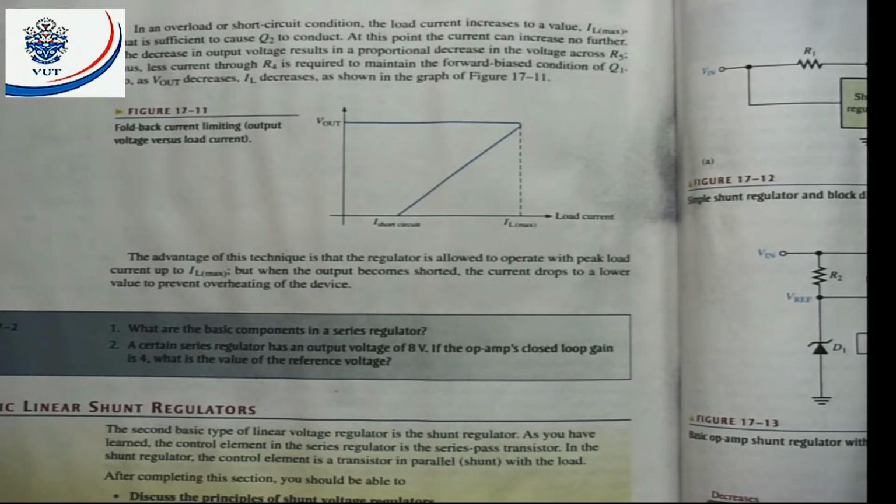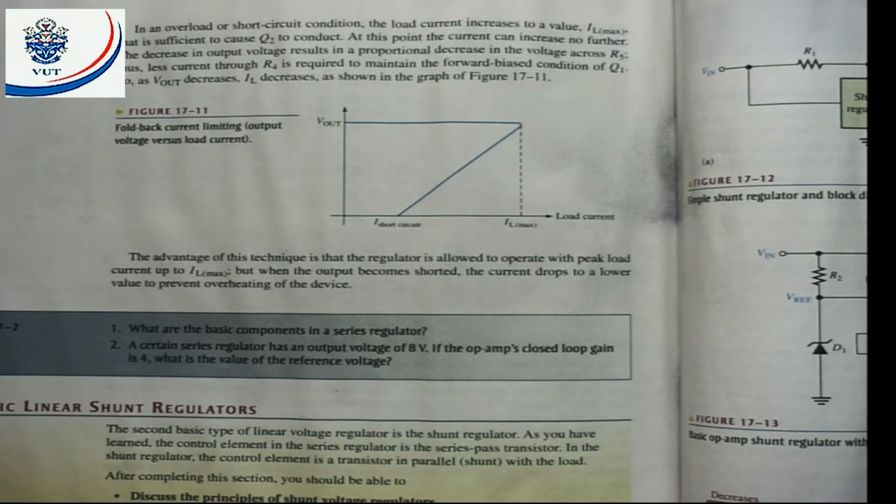They say in overload or short circuit conditions, the load current increases to a value IL max that is sufficient to cause Q2 to conduct. At this point, the current can increase no further. The decrease in output voltage results in a proportional decrease in voltage across R5. Thus, less current through R4 is required to maintain the forward bias condition of Q1, so that VR4 decreases and IL decreases, as shown in the graph of figure 17.11.